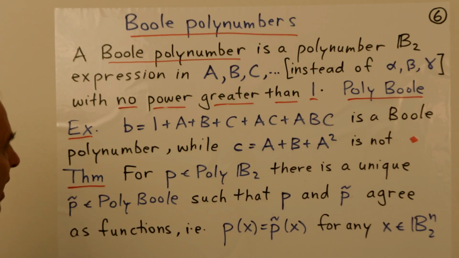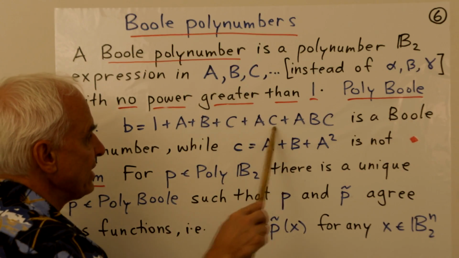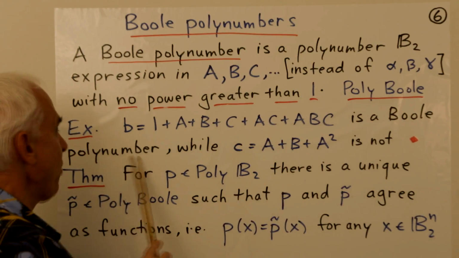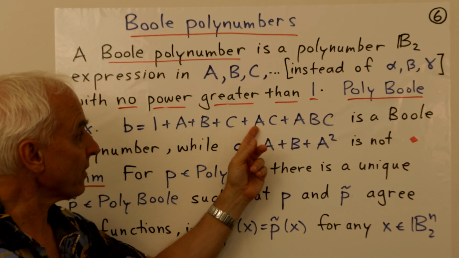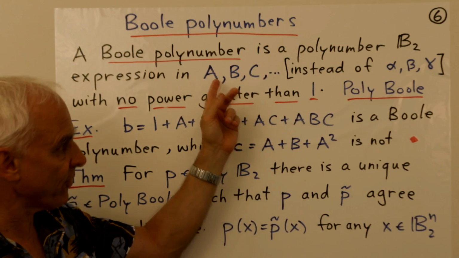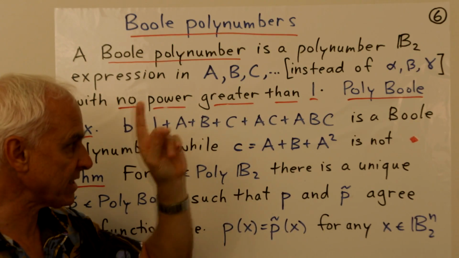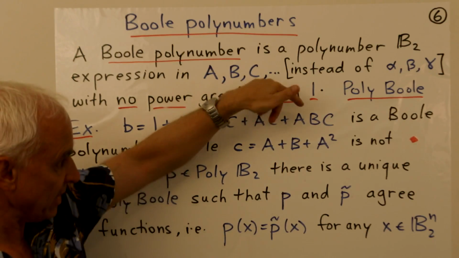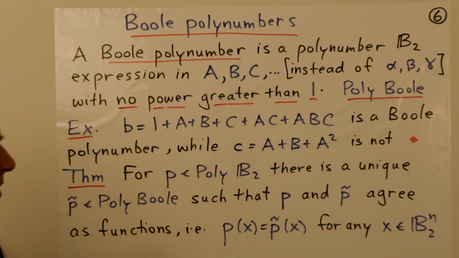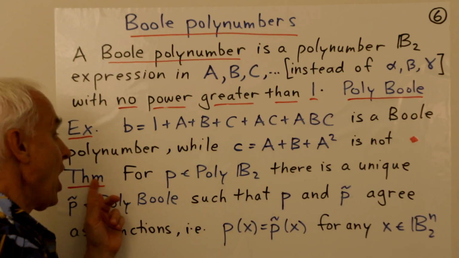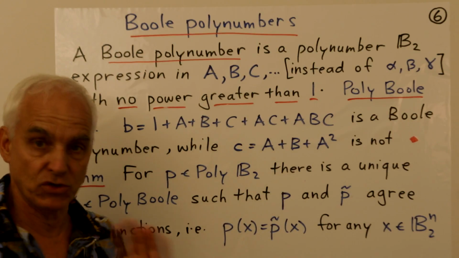So for example, have a look at this thing here. We've seen this before. 1 plus A plus B plus C plus AC plus ABC. This is a Boole polynumber because the power of any one of these variables that are appearing is at most 1. 1 is the maximum exponent that you see. In fact, you don't see any squares, you don't see any cubes or higher powers. On the other hand, this thing here, C, which is A plus B plus A squared, it's not a Boole polynumber because that A there has an exponent of 2.